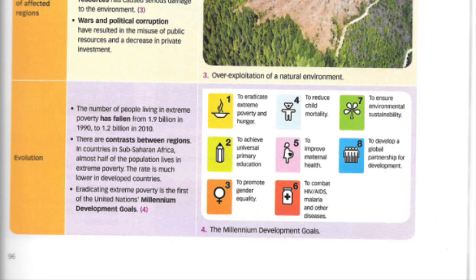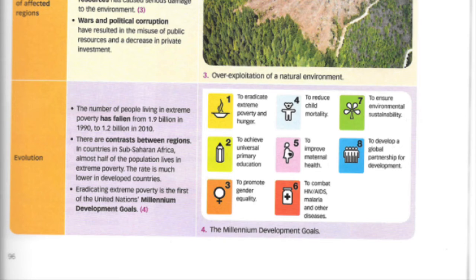And lastly, evolution. The number of people living in extreme poverty has fallen from 1.9 billion in 1990 to 1.2 billion in 2010. There are contrasts between regions. In countries in sub-Saharan Africa, almost half of the population lives in extreme poverty. The rate is much lower in developed countries. Eradicating extreme poverty is the first of the United Nations Millennium Development Goals. Let's take a look at those goals.